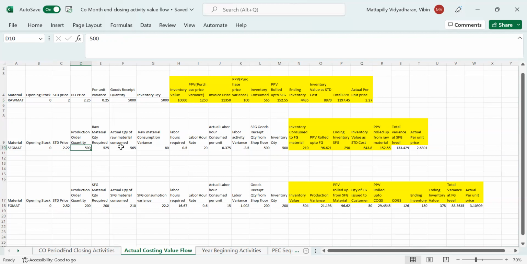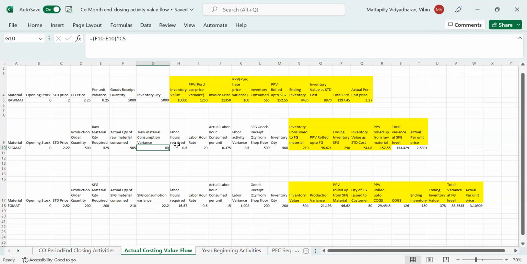But when we actually produce this material, we have to use 565 raw material quantity. So the raw material variance is 80 rupees. How is it calculated? 565, F10, minus E10, that means 525, multiplied by C5, where C5 is 2.22, the price. That's how we got the raw material consumption variance of 80 rupees.